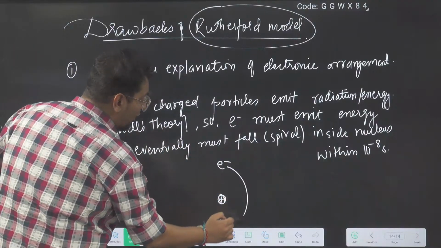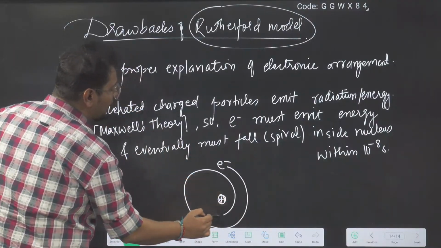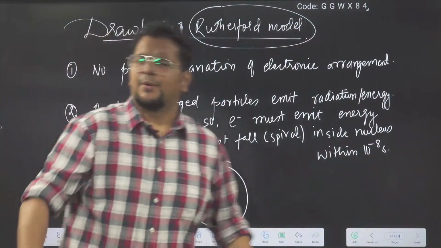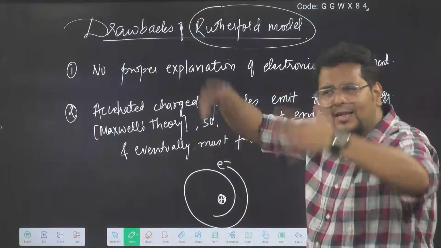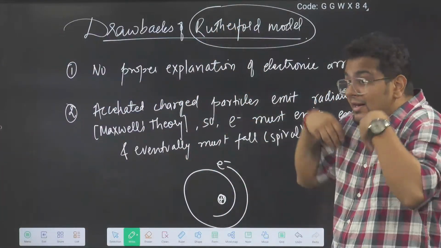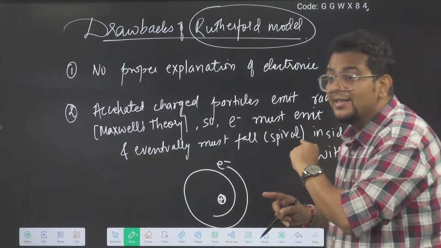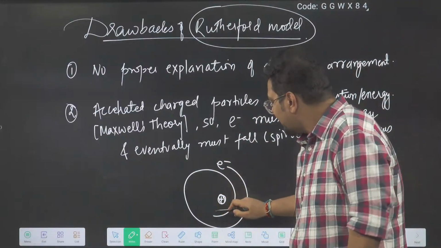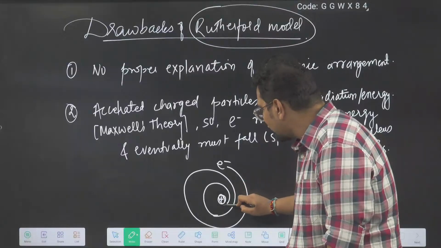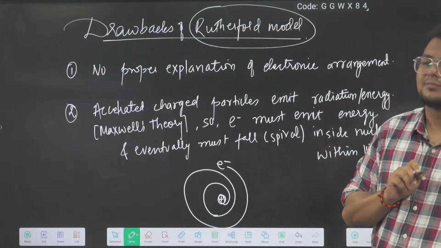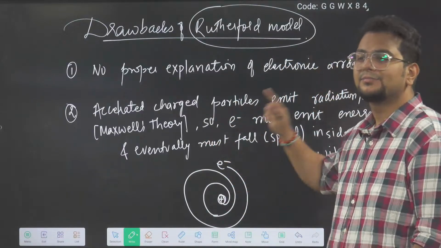So while revolving, his energy will slowly decrease, because accelerated charged particles release energy. So the electron will release energy, and its energy will decrease. And when energy decreases, then this minus and plus will attract each other and the electron will fall inside, like a spiral.